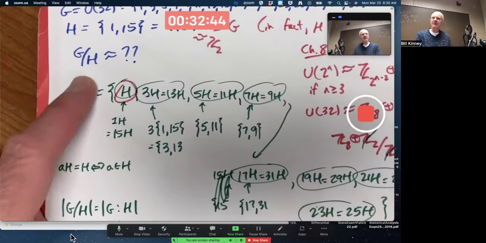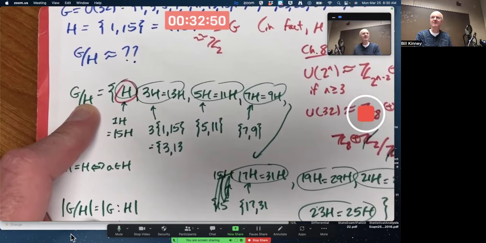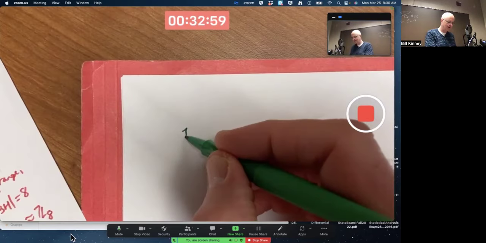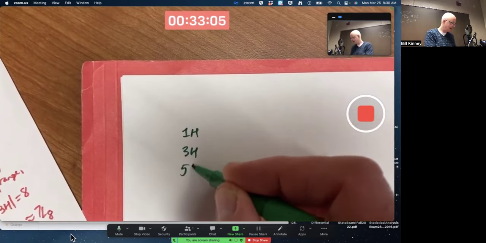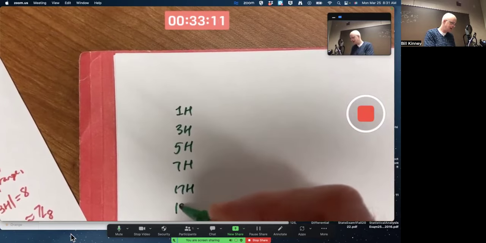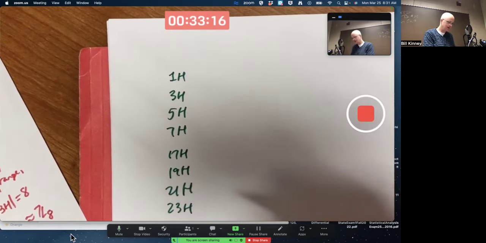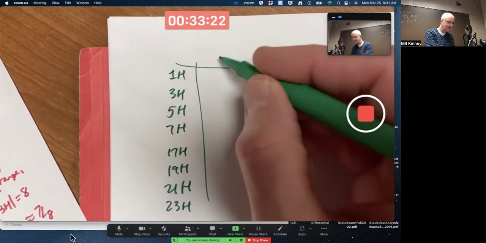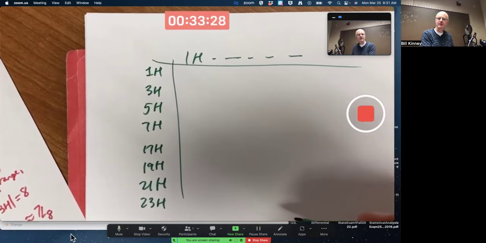Could we make a Cayley table for this? We could. Should we? Probably not the entire thing. But if we were to make a Cayley table, what would it look like? 1H, 3H, 5H, I'm not going to make the whole thing, 7H, 17H, 19H, 21H, 23H are ways of representing the 8 elements. And you could do the same kind of thing across the top, and then you could do calculations and figure out the rest of the Cayley table.